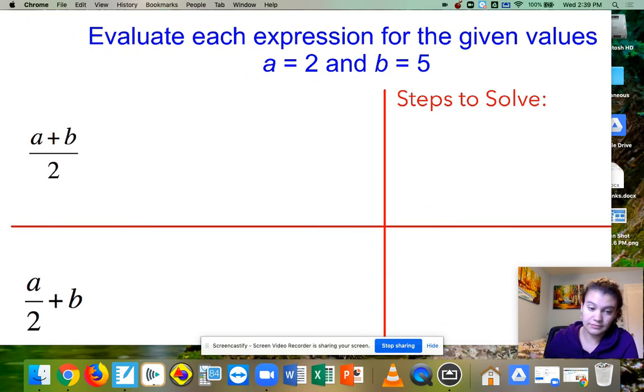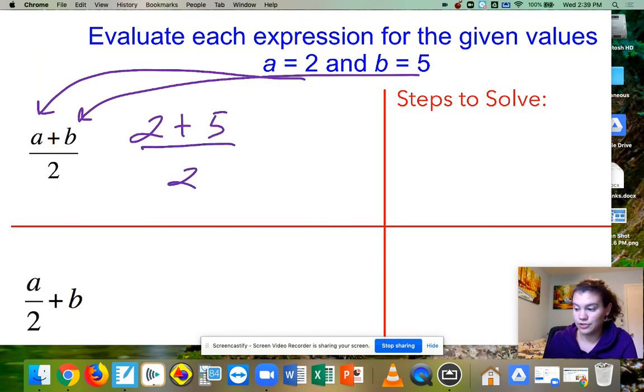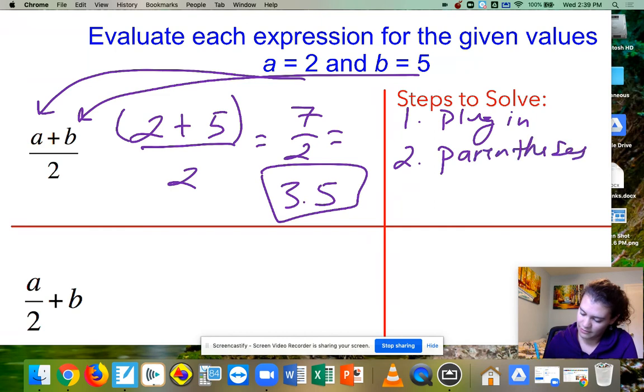All right, same idea. We're going to plug in first. So you get 2 plus 5 over 2. We need to do the parentheses. So do the top part first. You get 7 over 2, and then divide will give you 3.5. So 1 was plug in, 2 was your parentheses, and then 3 was dividing.